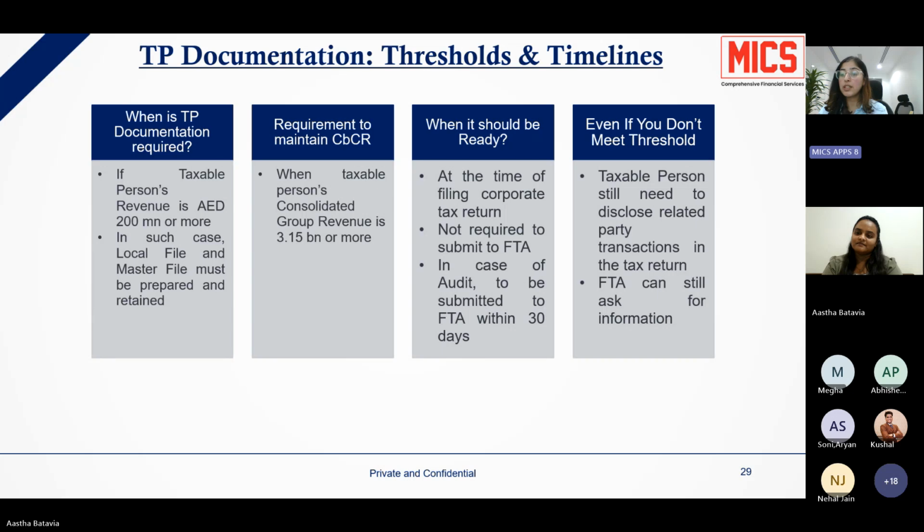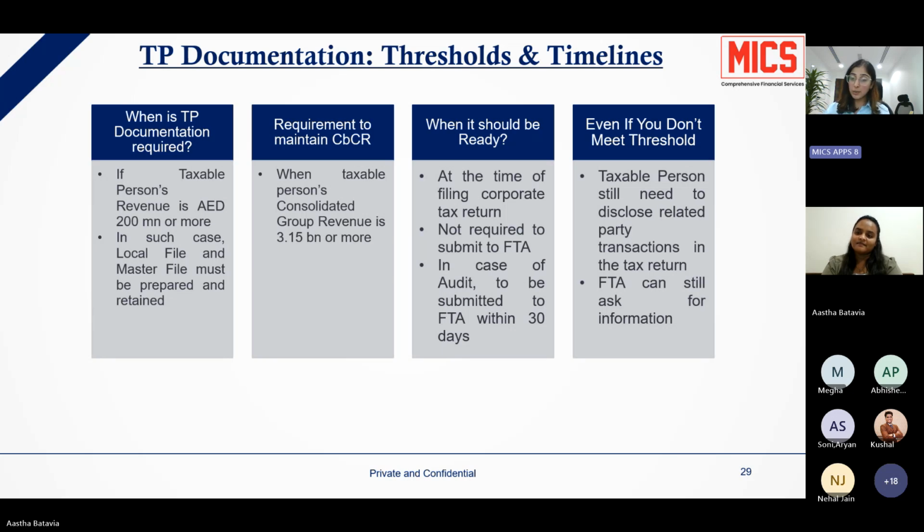Second step is, what do I need to report? You need to report only when you meet this threshold, but irrespective, all your transactions are required to be at arm's length. Another set of questions people ask us is, do I need to submit this local file, master file, and the return of income when I file it? Not required. The local file, master file and all the supporting documents would be required only when FTA specifically requests for it.